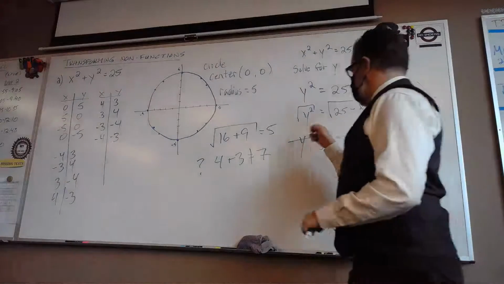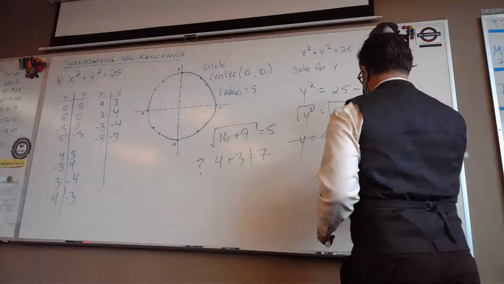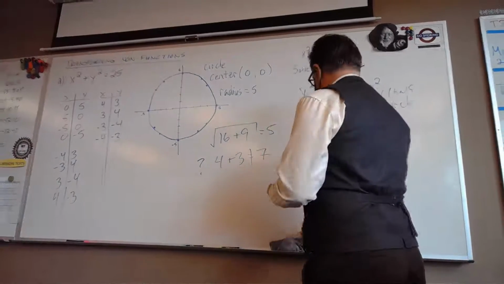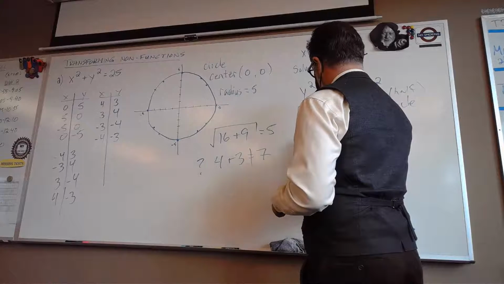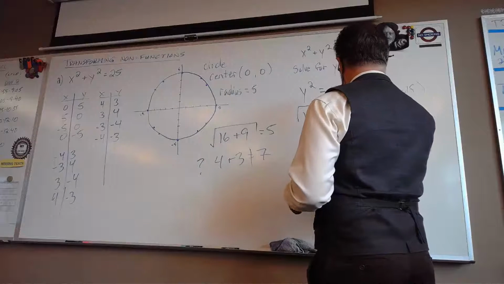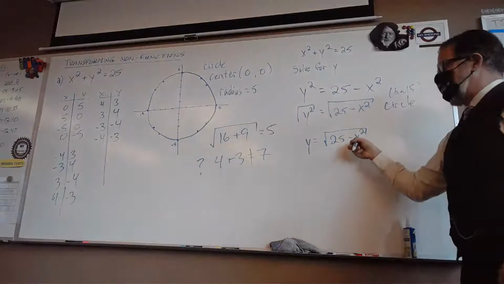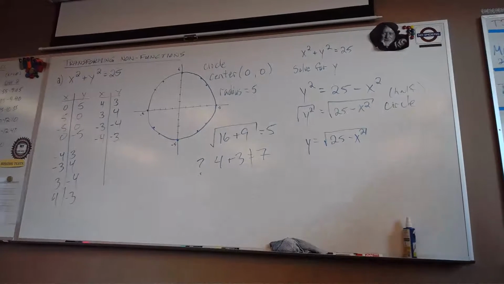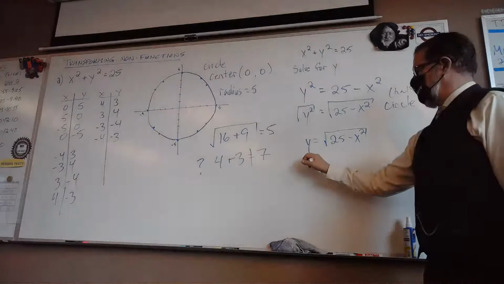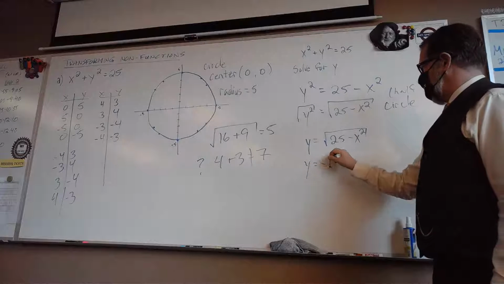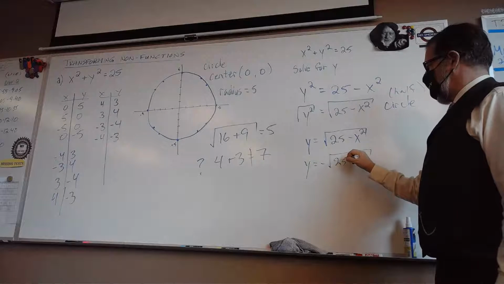So, go ahead and type y equals square root of 25 minus x squared into your calculators. And Emery already said that's a half circle. Where do I get the other half circle? The negative. Got to put another one that says y equals the negative square root of 25 minus x squared.